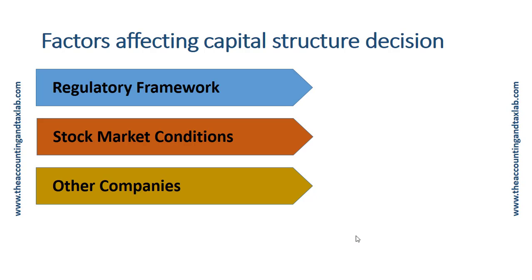The last thing that we should be considering is how other companies in the same industry have structured their capital, and this will give us some clue on how we should also be structuring our capital. So these are the 11 important things that we should be considering before deciding on our financing options.